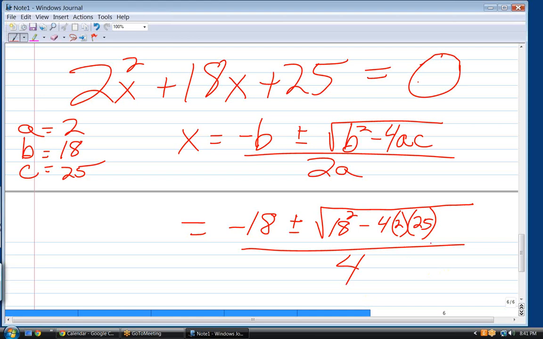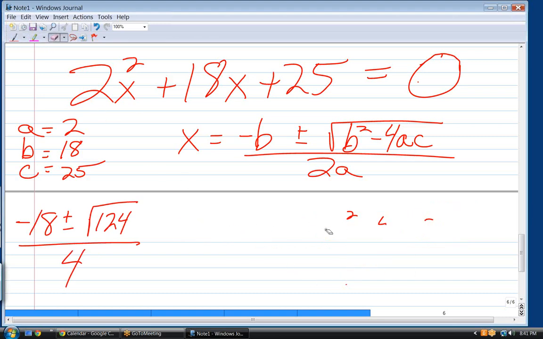Okay. And let's just try to simplify. What's 18 squared minus 200? In other words, this is 200 here. What's 18 squared? Okay. 324. Minus 200 gives you 124. So now we're going to have minus 18 plus or minus the square root of 124 all over 4. And I'm glad we did this because you can simplify that.